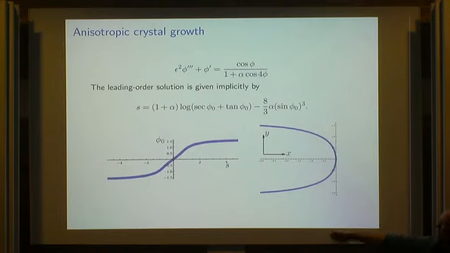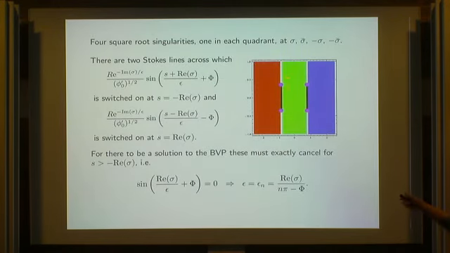This is phi as a function of s. It's got a few more kinks in it, maybe. Now you find that there are 4 singularities, not just 2, nearest the real axis. So you have 1 in each quadrant, symmetrically located. And the Stokes lines are still parallel to the imaginary axis. So you still get a Stokes line between these 2 and a Stokes line between these 2.